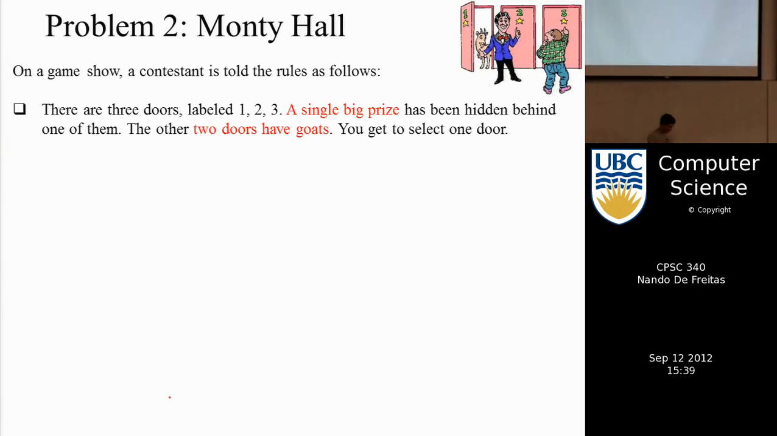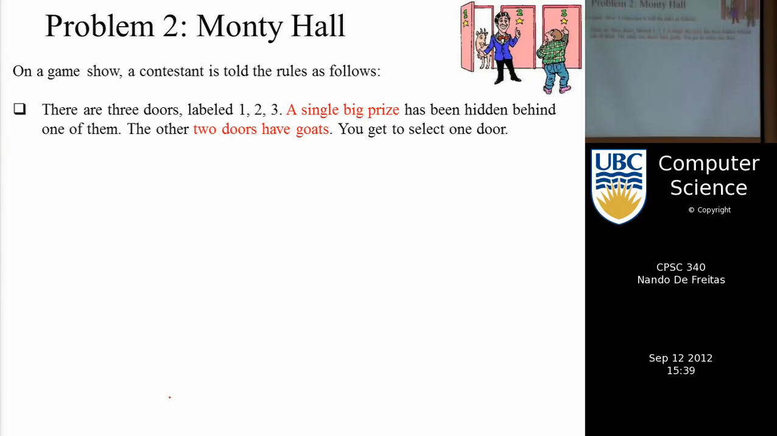Okay. Here's a second example. This one's fun. There's a competition, and behind two doors, there's goats. Behind one door, there's an amazing prize, a brand new Ferrari. Unless you really like goats, you probably would rather have the Ferrari. Or if you don't like Ferraris, imagine that it's the latest iPhone 5.